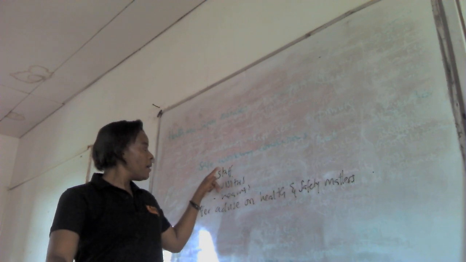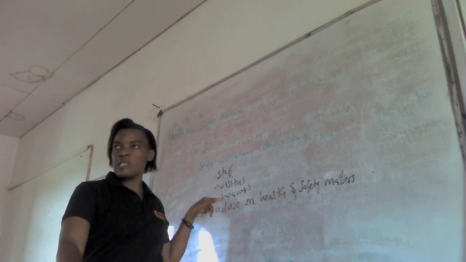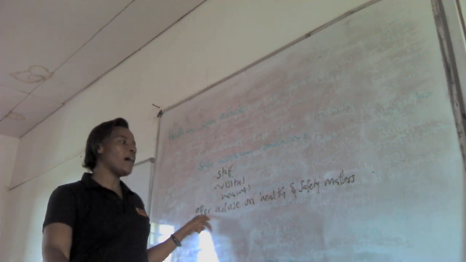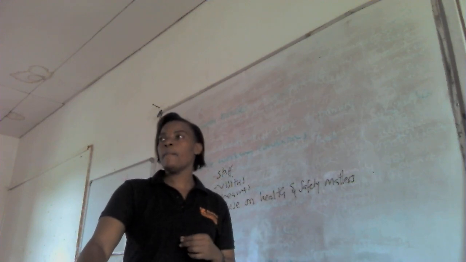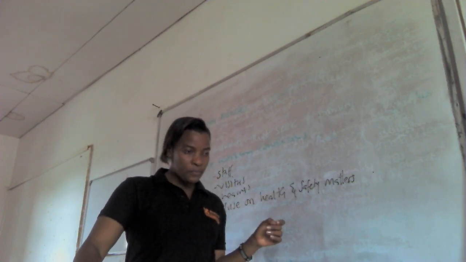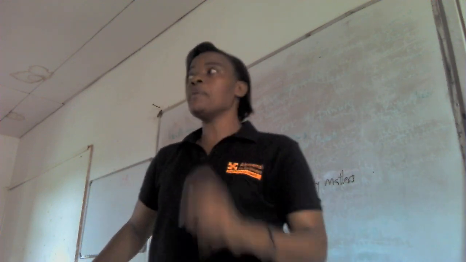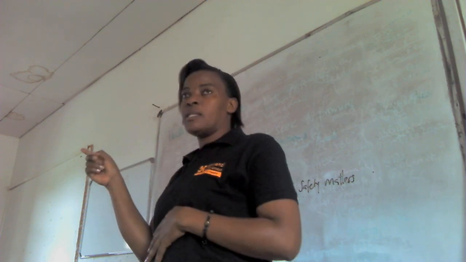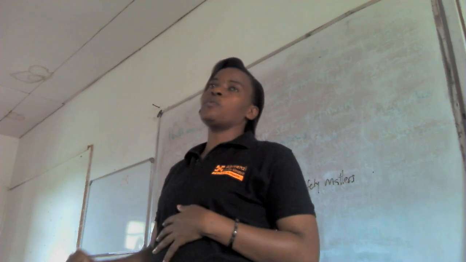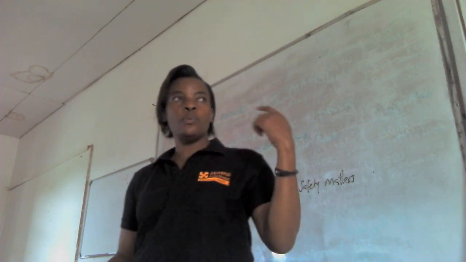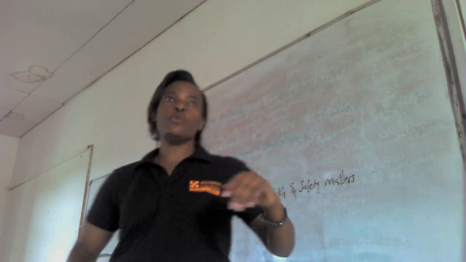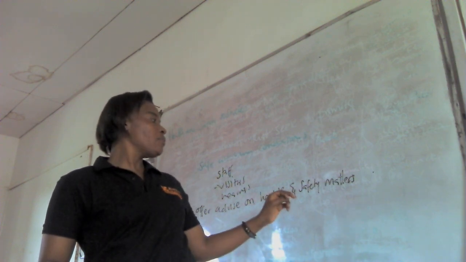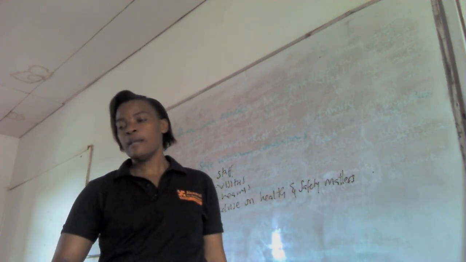So apart from making sure that these groups of people are safe, policies also offer advice on health and safety matters. It's like a guiding place whereby if something happens, you check what the policy says. If someone is hurt during working hours, what does it say? If someone is hurt outside working hours, what does it say? Policies are like guidelines that are going to help people in terms of health and safety matters.